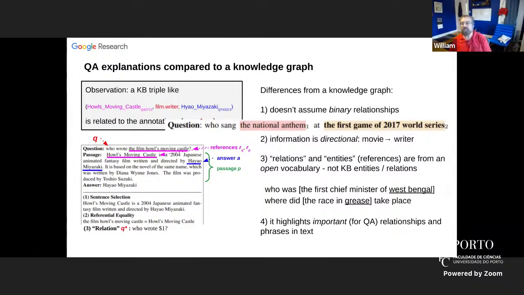Everything's from an open vocabulary, so there's no fixed set of things. And some of these are quite interesting. So you have things like, when did the race in Greece take place? That's the entity, but it's probably not in an existing knowledge base. And of course, it's aligned with the things that are important for text.